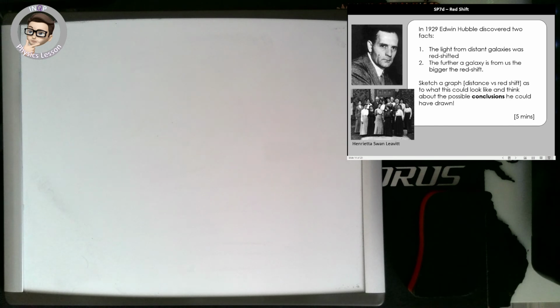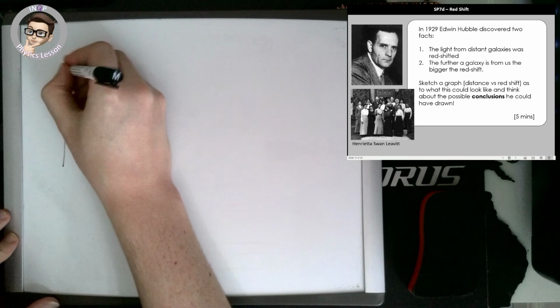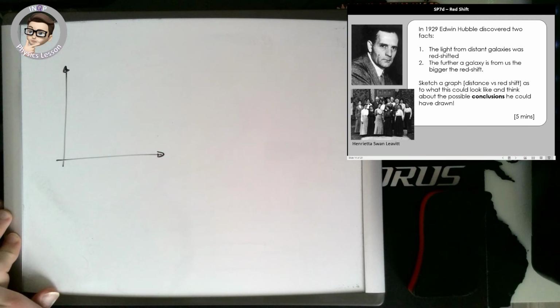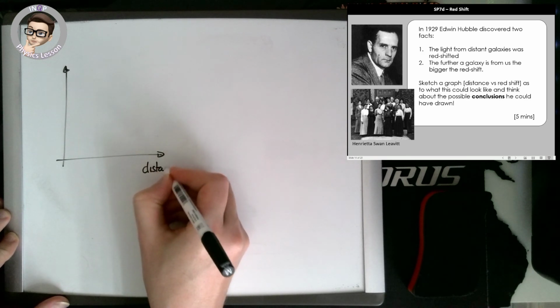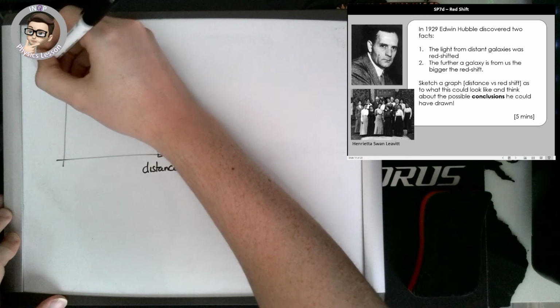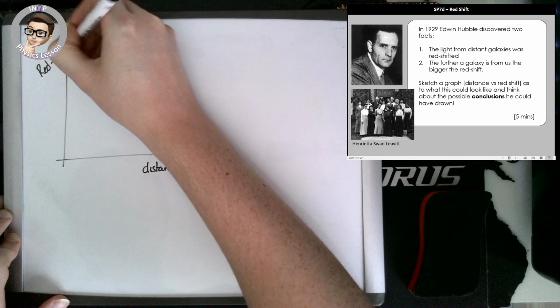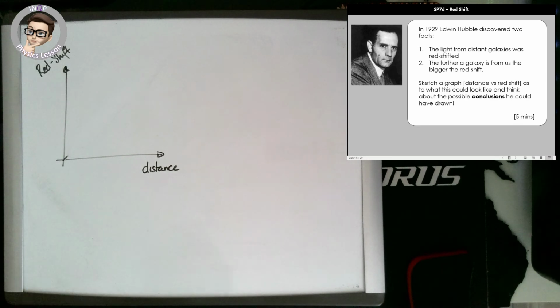Now, I'd love for you to pause the YouTube video here and draw a sketch graph. We're going to have distance along the x-axis versus redshift, which is along the y-axis. So well done for having a go at that.